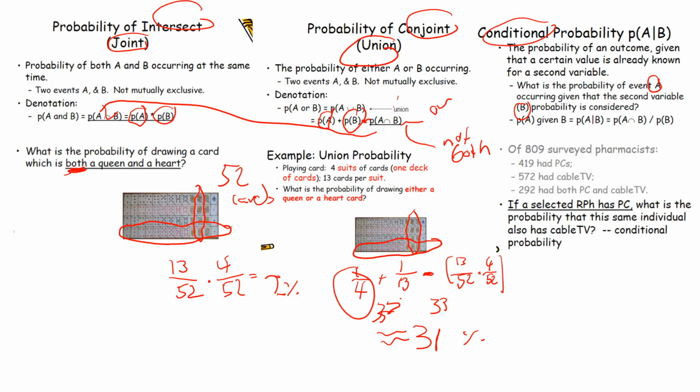So what is this equivalent to? Well, this is equal to our probability of conjoint over the probability of, let's say B in this case. B will be your first variable.